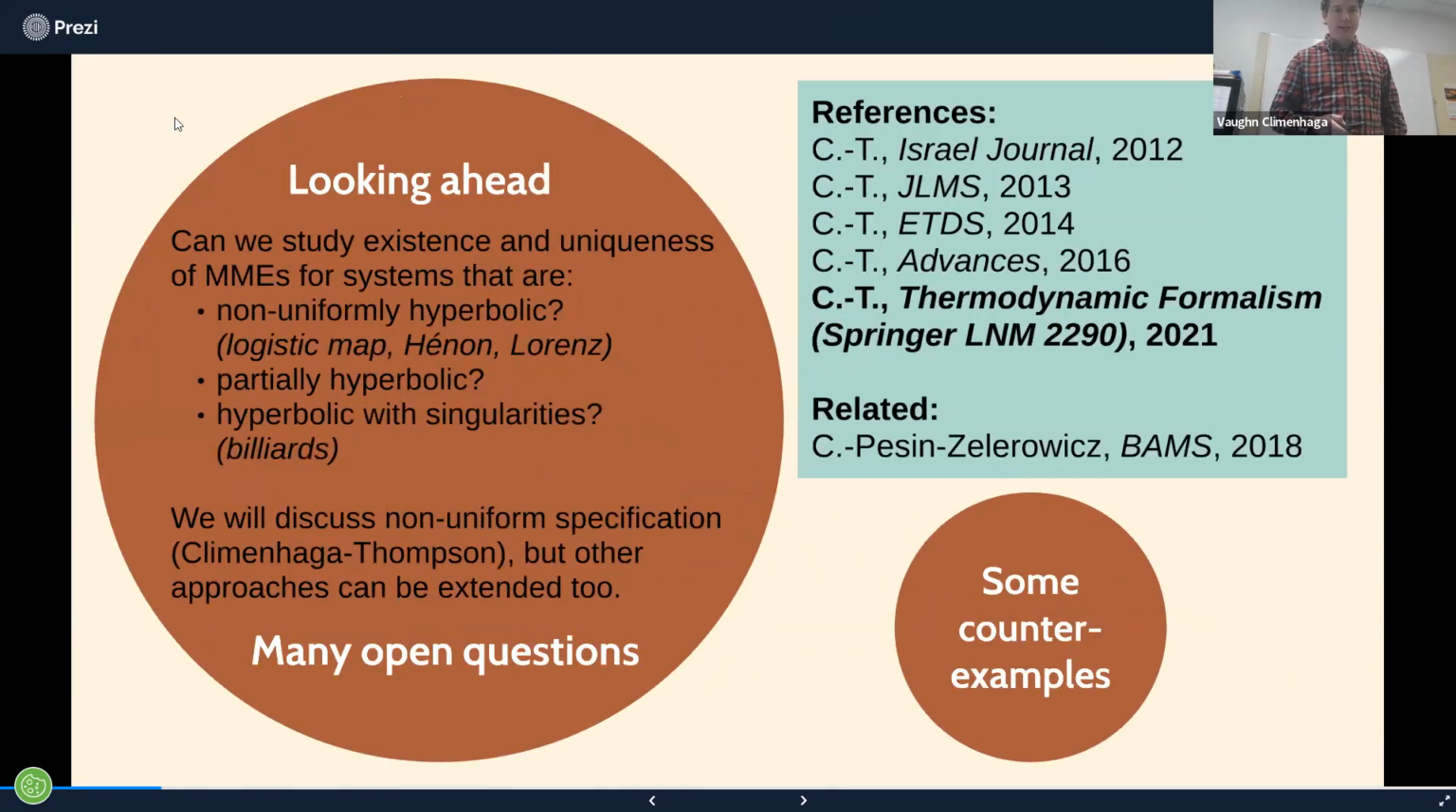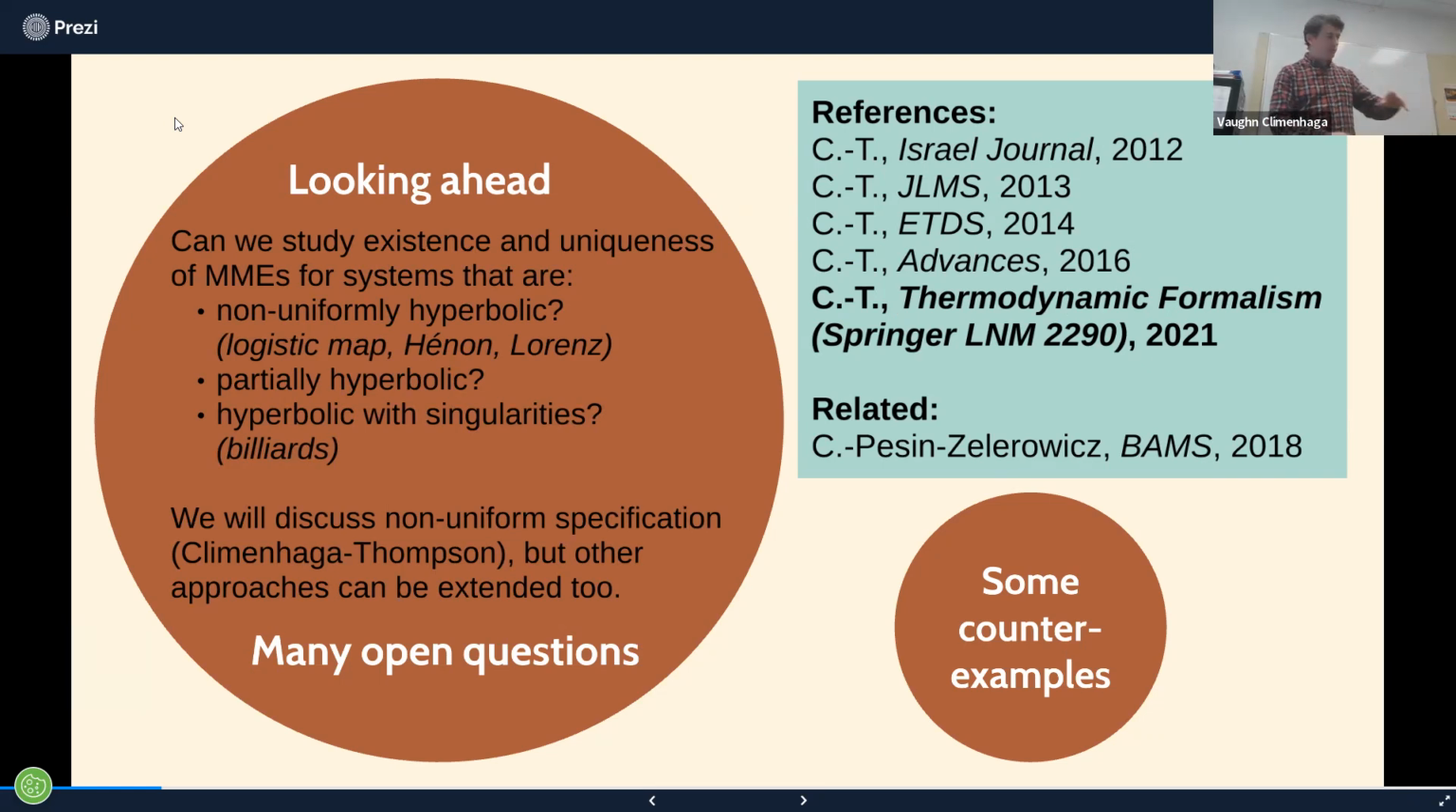So we'd like to study questions of existence and uniqueness of measures of maximal entropy for systems beyond uniform hyperbolic. Think of things like the logistic map, Henon map, the Lorenz attractor, billiard systems, partially hyperbolic things. And I'm going to eventually try to describe a version of non-uniform specification, whatever that means, that can be used in this setting. And this is what I've developed with Dan Thompson.